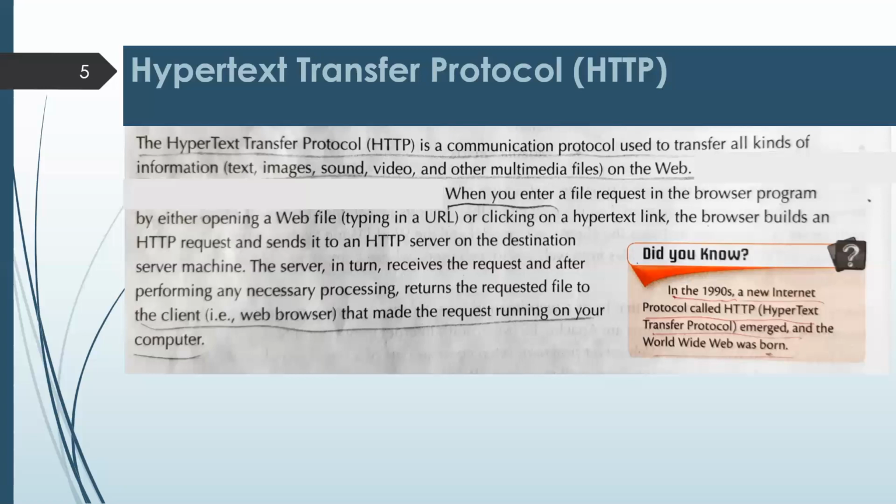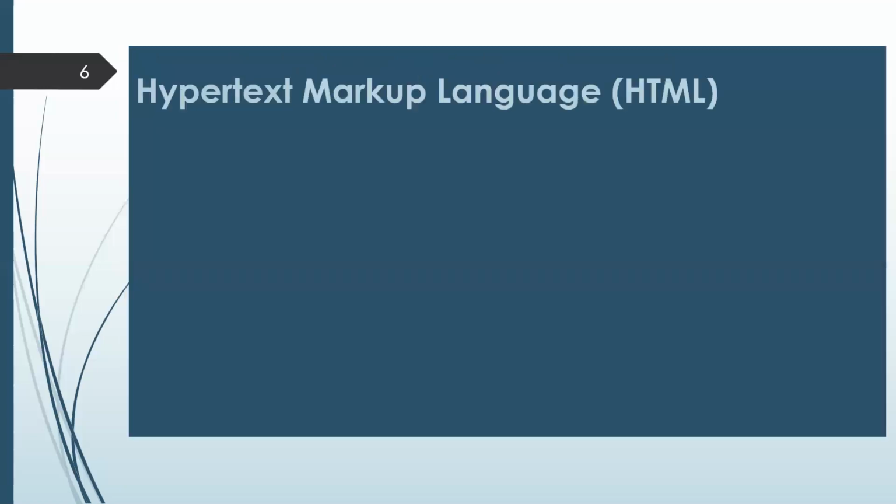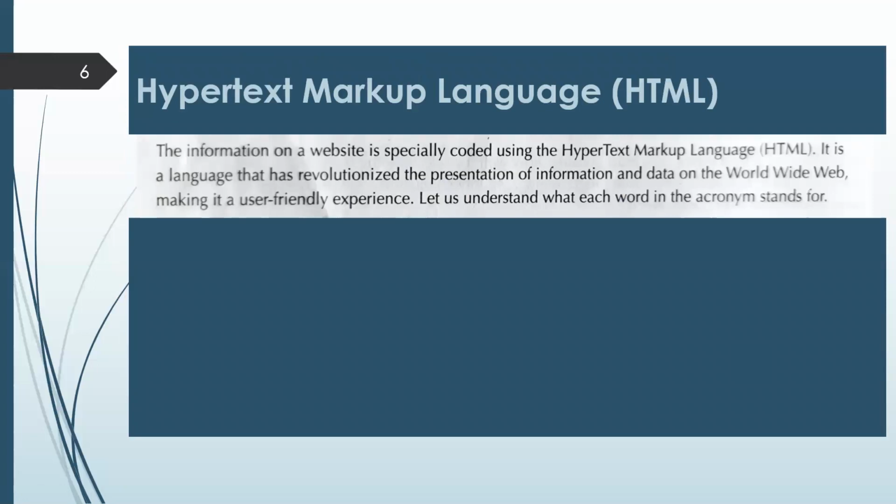Okay, so let us see the next one, hypertext markup language, HTML. What is this? HTML is a language for creating the internet page. The information on a website is specially coded using the hypertext markup language. The information means whatever information is on the internet page to display. This is specially coded by HTML. It was created as a language that revolutionized the presentation of information and data on the World Wide Web, making it a user-friendly experience.